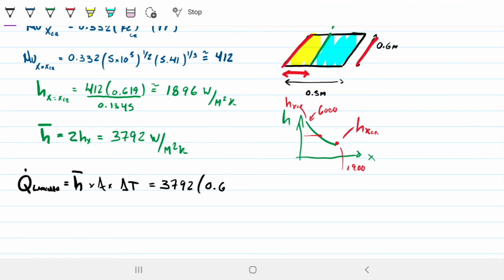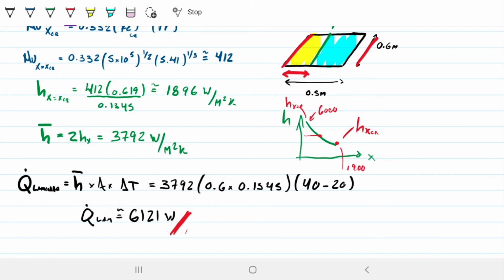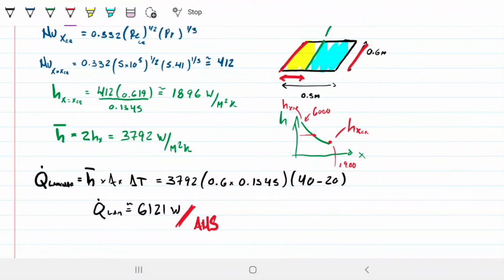So this is going to be 0.6 times the 0.1345, and then my difference in temperature remains the same, the 40 and the 20, which means that my Q for the laminar part is 6,120.67. It keeps going, so 6121 it is, approximately in watts. You might get slightly different numbers if you round it differently, but at least it should be something close to this. Cool. Part B is done.